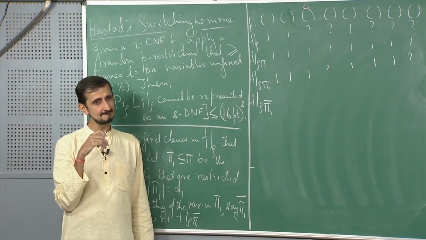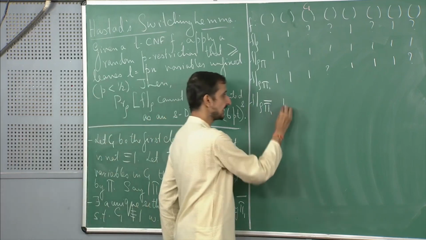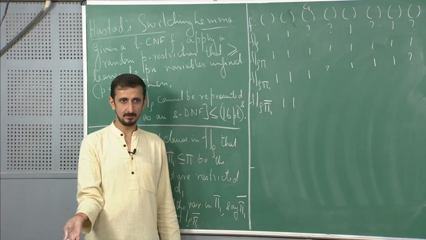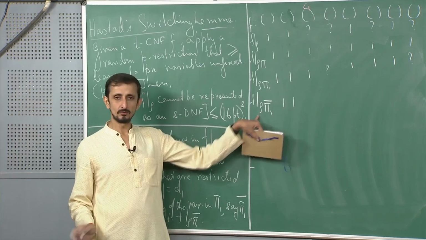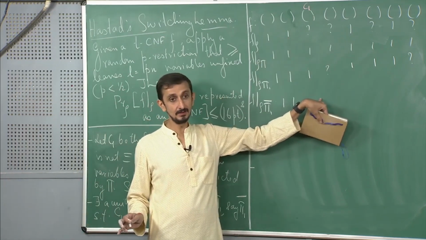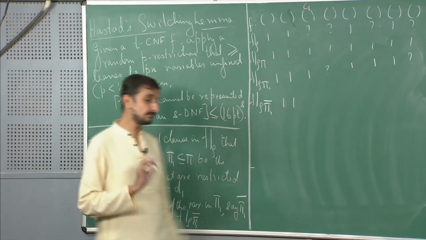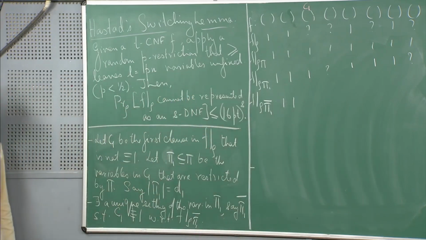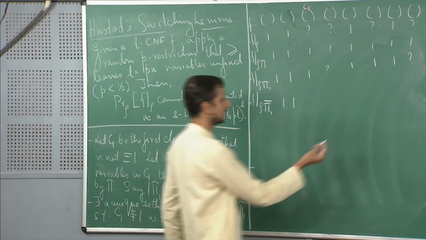Those remain 1 because anyway rho was restricting them to 1. So, I already have rho, they do not change. What about C1? Well, it does not become 0, it becomes unrestricted now. No, we are not fixing everything. See, that is the thing. Okay, so let's look at an example.